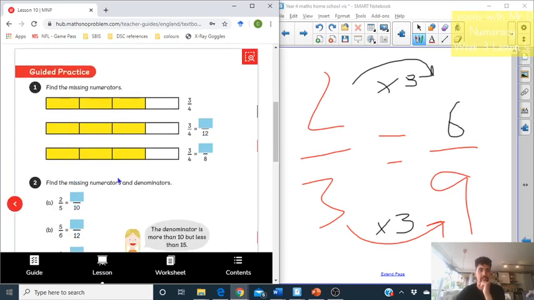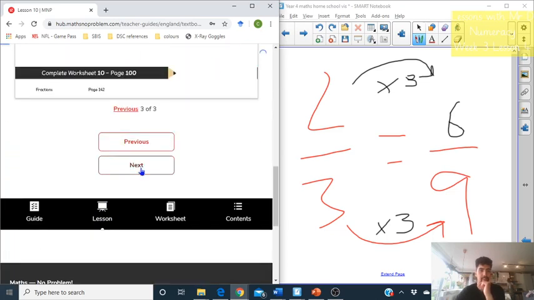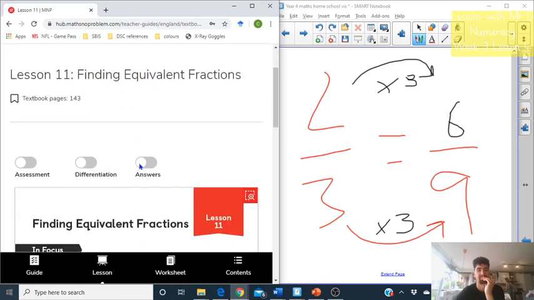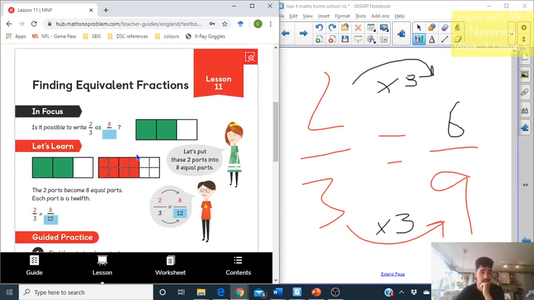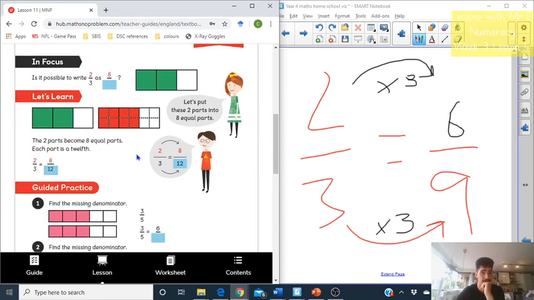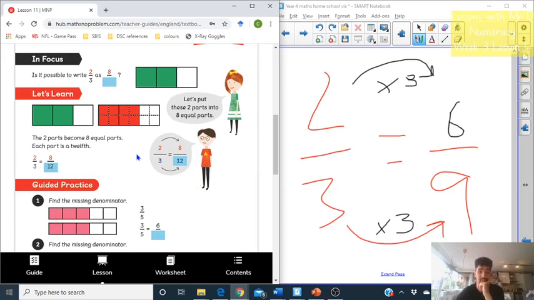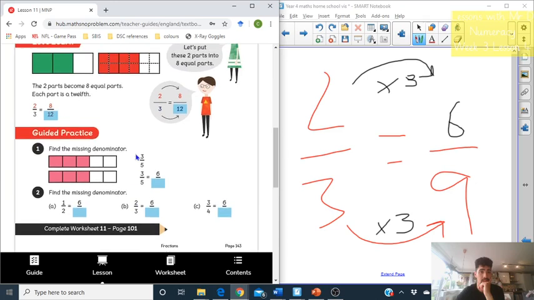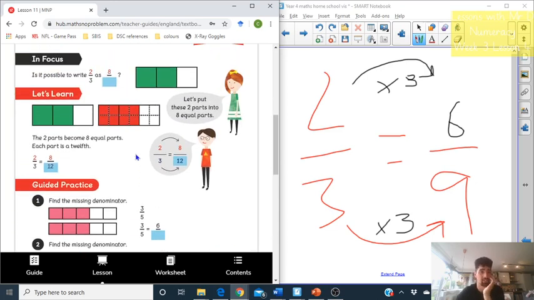Let's move on until we get to something a little bit different. Still finding equivalent fractions. It's all the same stuff, it's just practice, repetition. So here's just one last page on equivalent fractions. It's just the other way around, isn't it?